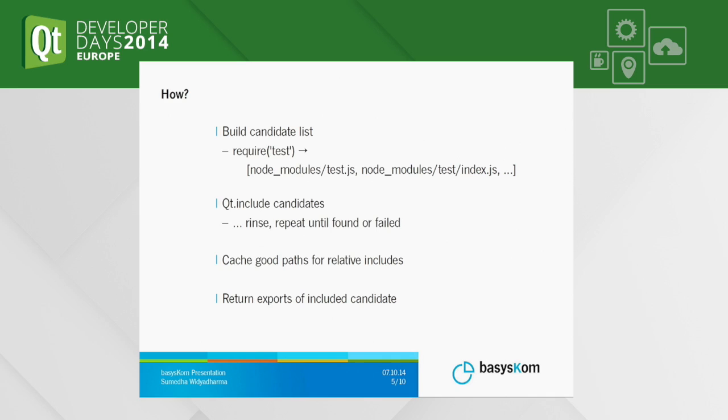It also caches good paths, because some of these things are requiring submodules in their own file hierarchy. So if they have relative includes, then it will work with this, because it will build new candidates with paths where it has already found some modules. After that, you get the exports of the module, and you can just use them as in the underscore example.